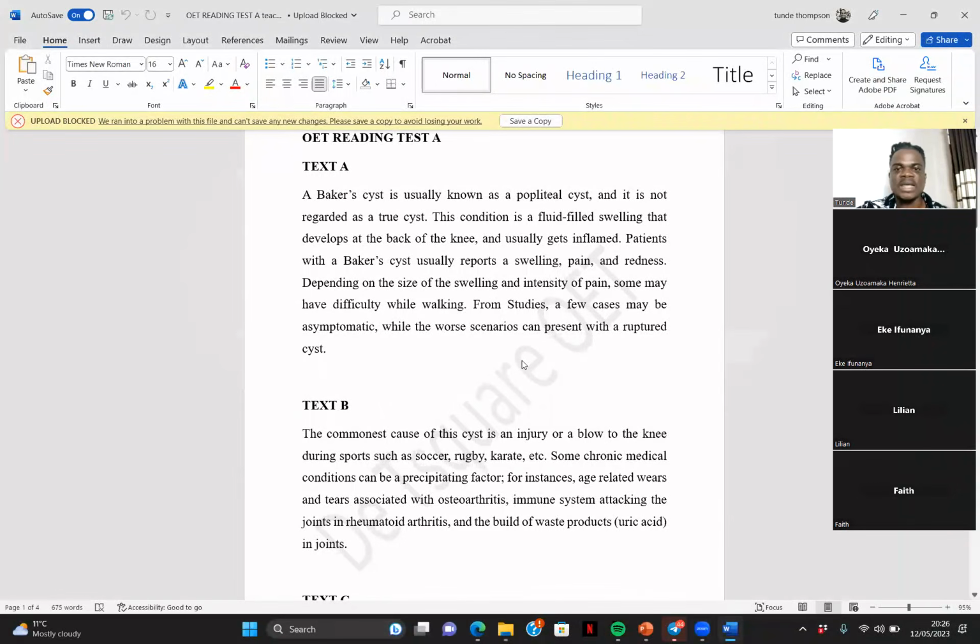Okay, so we've already agreed that text A, in the first sentence, they say a Baker cyst is usually known as a popliteal cyst and is not regarded as a true cyst.